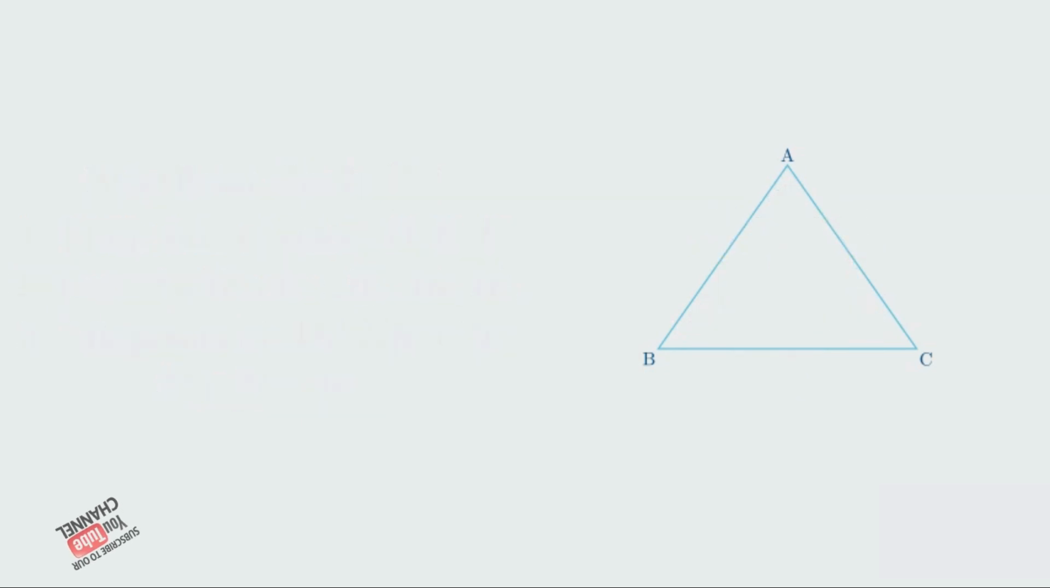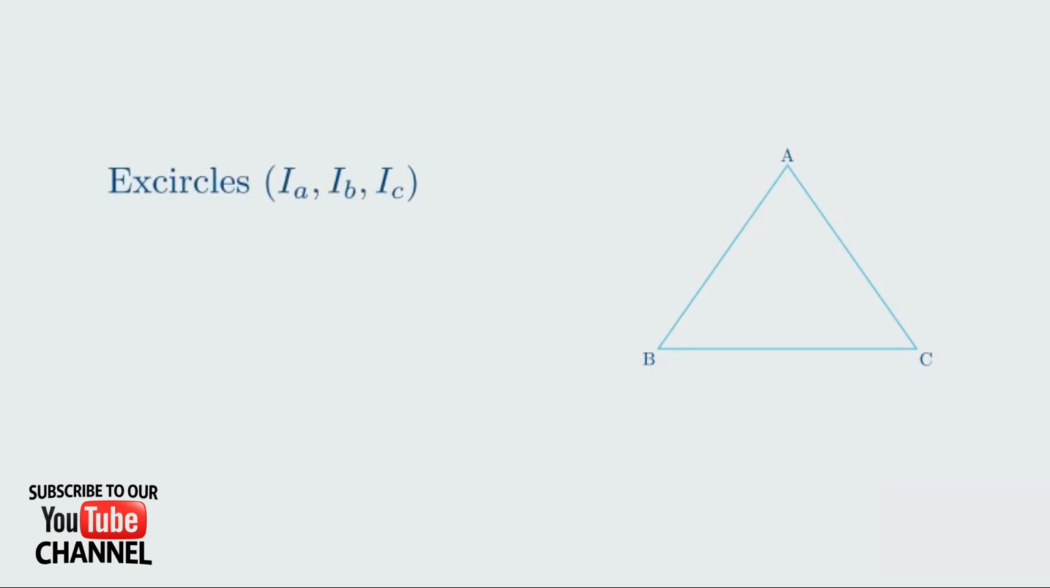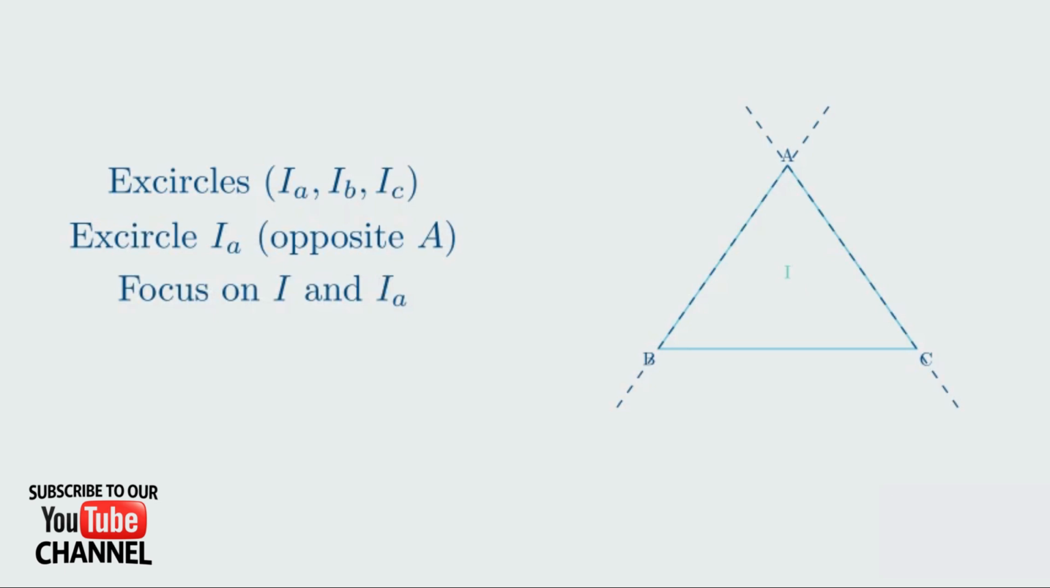Next, let's consider the incircle and the excircles. The incircle is the circle that is tangent to all 3 sides of the triangle. Let's call it I. The excircles are tangent to one side of the triangle and the extensions of the other 2 sides. There are 3 of them, 1 for each side. Let's draw the excircle opposite vertex A, which we'll call I sub A. It is tangent to side BC and to the extensions of sides AB and AC. In our proof, we'll focus on I and I sub A, and you can show that the result holds for the other 2 excircles, I sub B and I sub C, by symmetry.